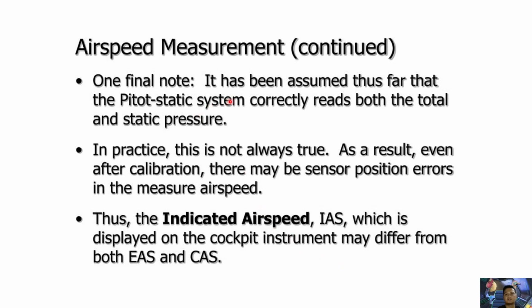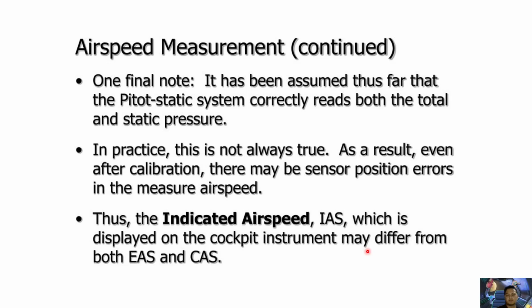One final note, it has been assumed thus far that the pitot-static system correctly reads both the total and static pressure. In practice, this is not always true. As a result, even after calibration, there may be sensor position errors in the measured airspeed. Thus, the indicated airspeed IAS, which is displayed on the cockpit instrument, may differ from both EAS and KAS.